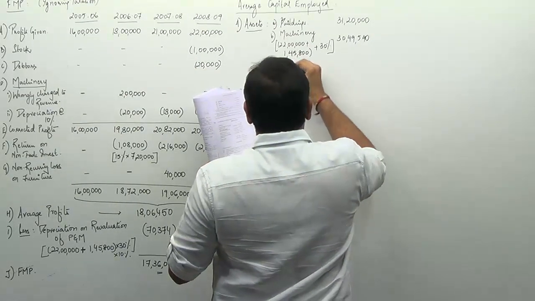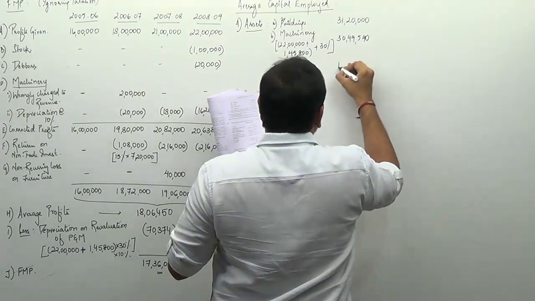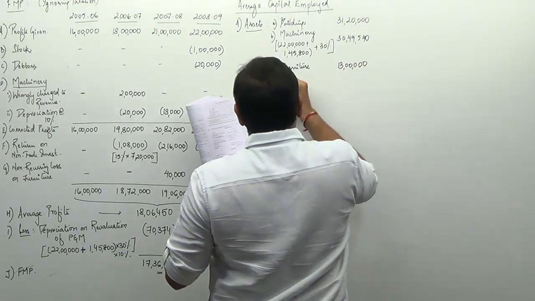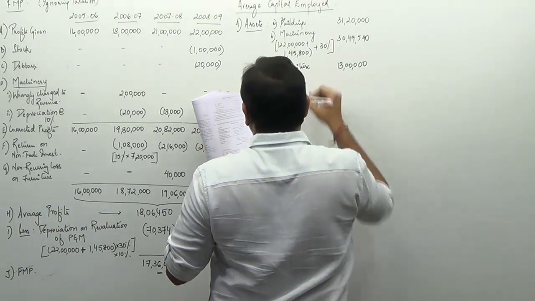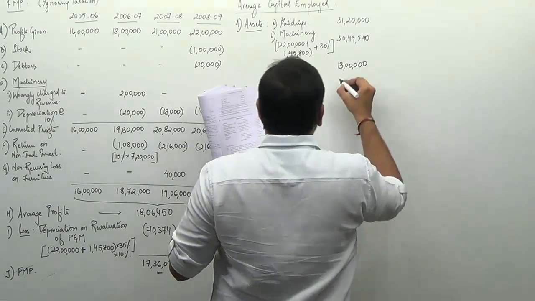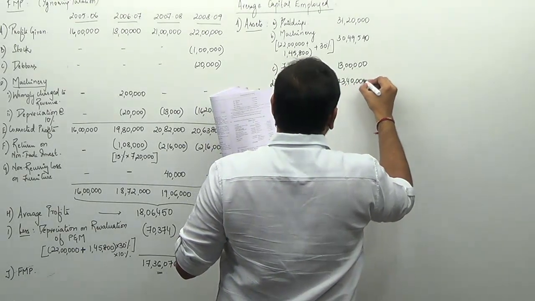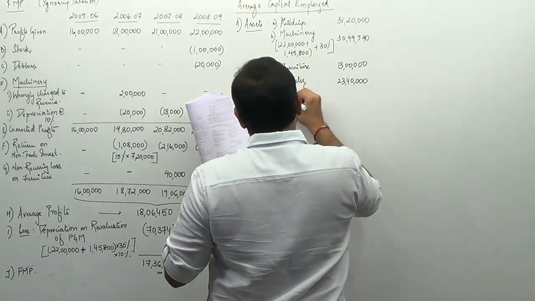Number C, furniture, again increase it by 30%. 10 lakhs, 30% increase will give you 13 lakhs. Vehicles also should be upward revalued. Vehicles is 18 lakhs, 30% is 5 lakh 40,000, 23 lakh 40,000.